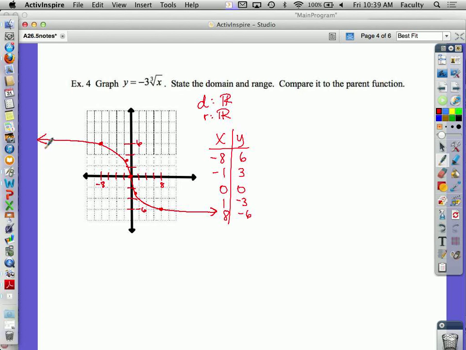So if we want to compare it to the parent function, there's two things going on. You have the negative, that's one thing, and then the 3 out front is a second thing. So the negative gives me, and please don't say flip it, okay? We want to use proper mathematics. Reflection over the x-axis. And then what does the 3 do? We just covered it. It's a vertical stretch. It's a vertical stretch. Good.